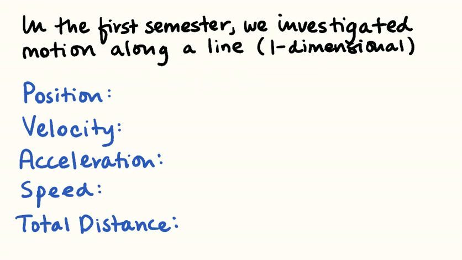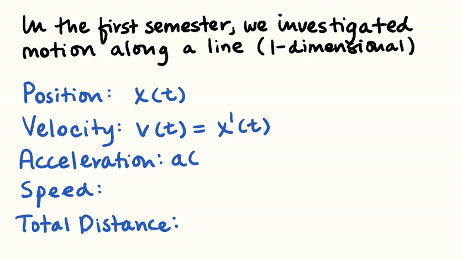Now, in the first semester, we looked at rectilinear motion, which was motion along a line, usually the x-axis or the y-axis. And so we had some position function, which we usually called x of t or y of t. Some people might call that s of t. I wasn't a huge fan of that. But velocity, we knew, was the derivative of position. We knew that acceleration is the derivative of velocity, which is also going to be the second derivative of position.